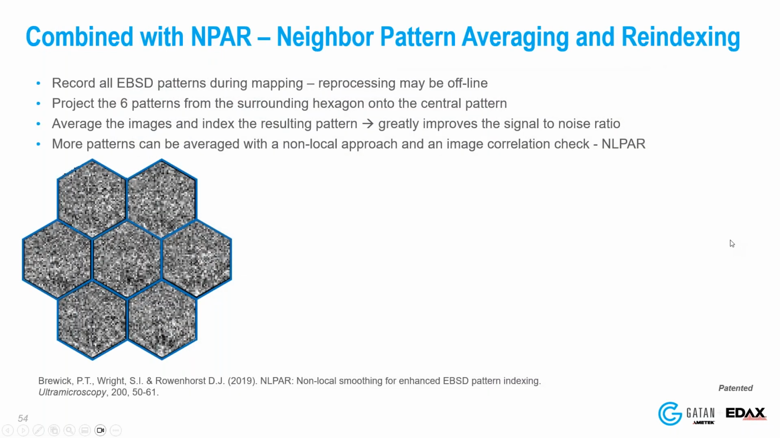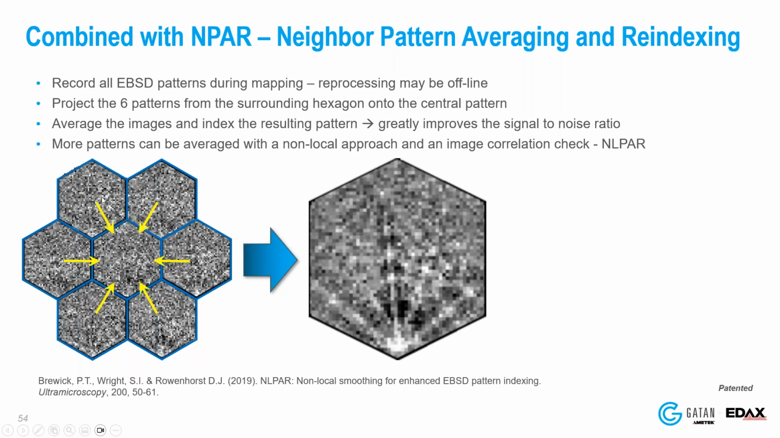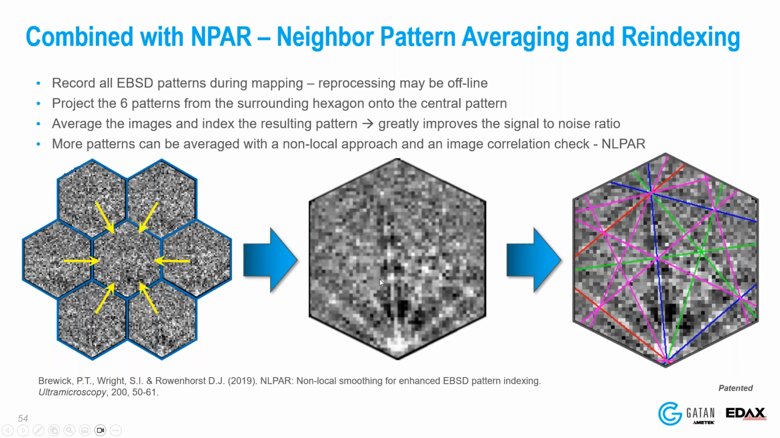We talked about NPAR. Here I have a little bit better example of what NPAR allows you to do. I have a part of a data set with very poor patterns. But the bands are the same in all of those patterns, while the background noise is random. So the moment I start averaging some of these patterns together, the background noise cancels out, but the bands are still there, and they become more visible. This is the actual pattern that is generated from those 7, based on this central point here, and that is easily indexable.